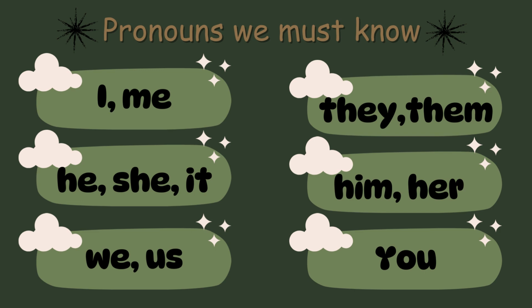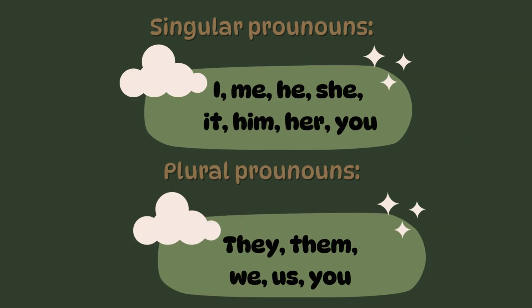Here are the most common pronouns that you need to know. I, me, he, she, it, we, us, they, them, him, her, and you. The singular ones are I, me, he, she, it, him, her, and you. It may be singular and it may be plural. So whenever the noun is singular, we use the singular pronouns. And whenever they are plural, we use the plural ones. And these are they, them, we, us.